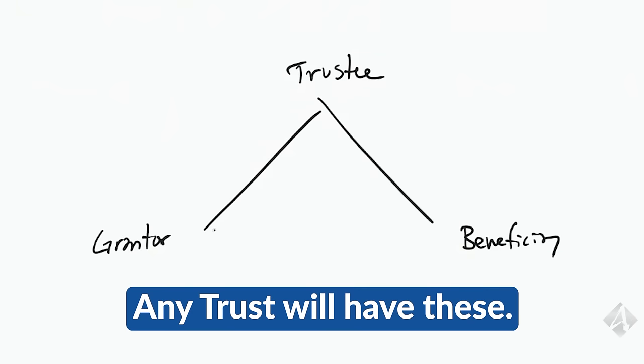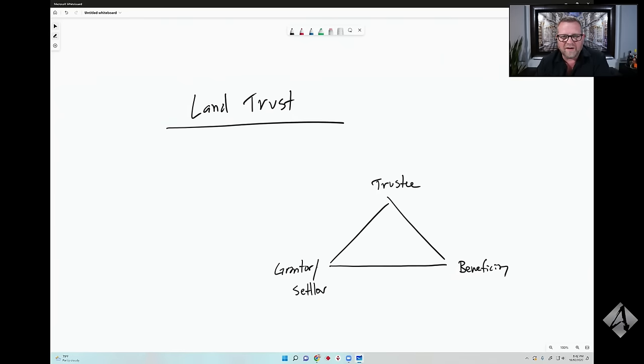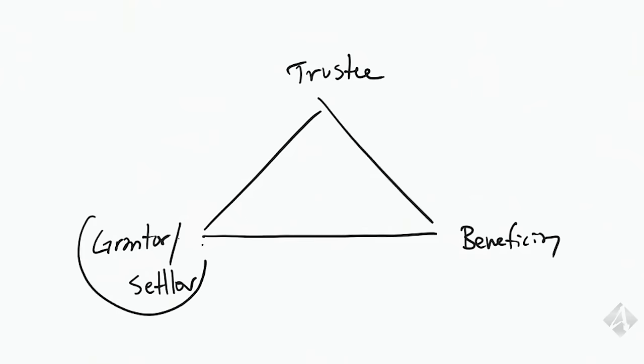Anytime you have a trust, you have these players. There's always three of them. The grantor, in some circles, is called the settlor. That's who's creating the document, putting in the asset. So in a land trust, this is usually the party who's contributing the real estate. The trustee is whose name is on title.